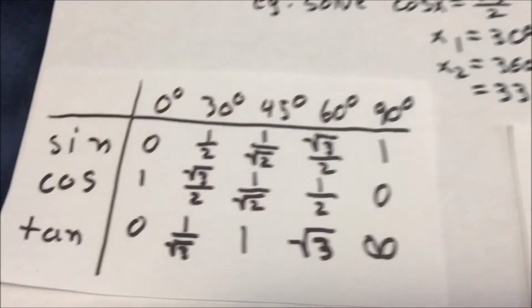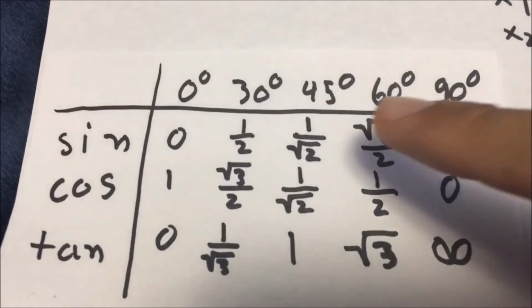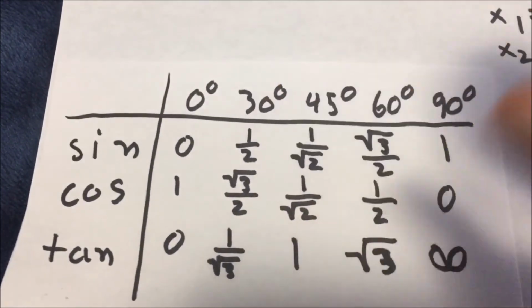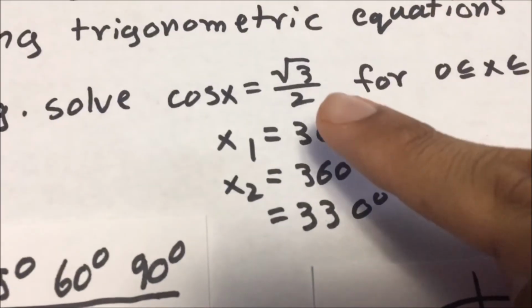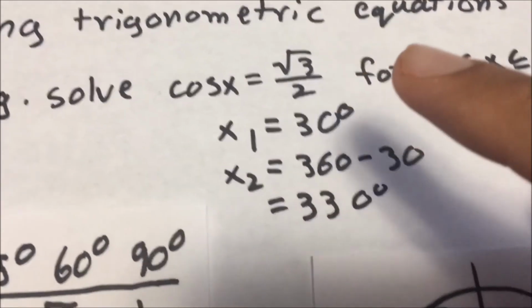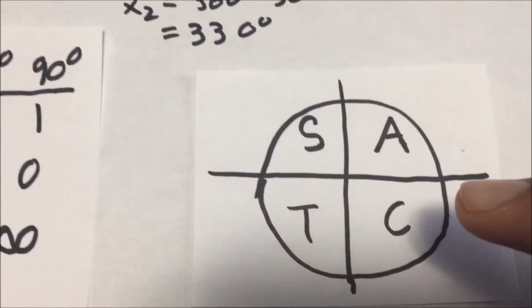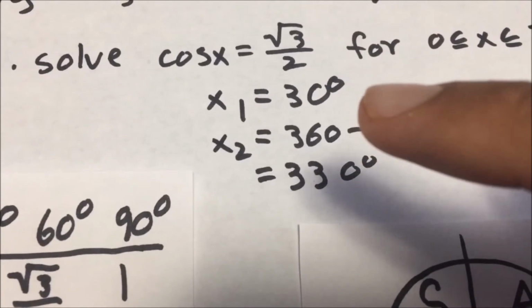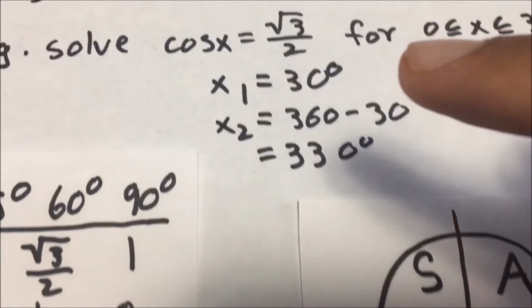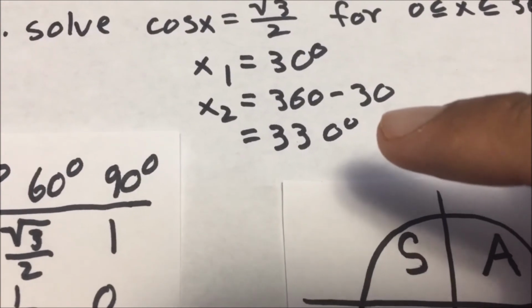By looking at the special angles chart, we know that when cos equals square root of 3 over 2, it equals 30 degrees. By looking back to the equation, we know that cos is also positive. So, the only two quadrants where cos is positive is quadrant 1 and 4. This means that the first x value is going to be 30 degrees, and our second value is going to be 360 minus 30, which gives us 330 degrees.